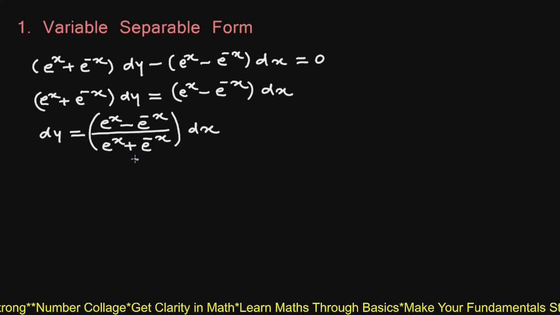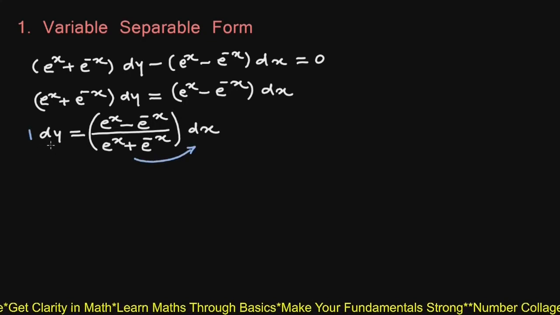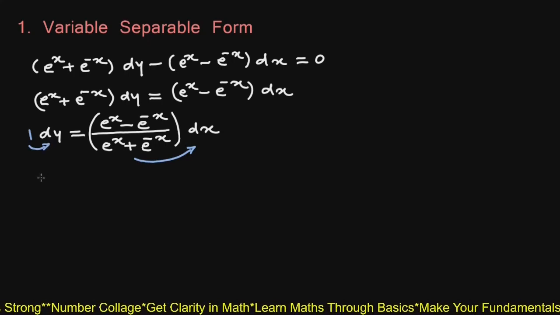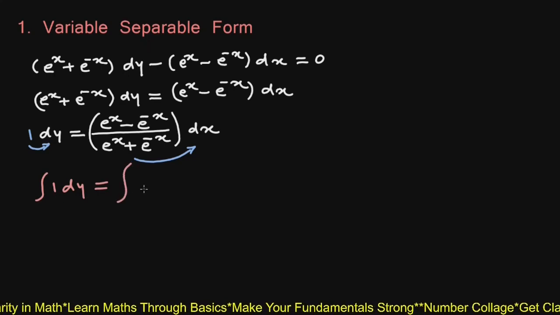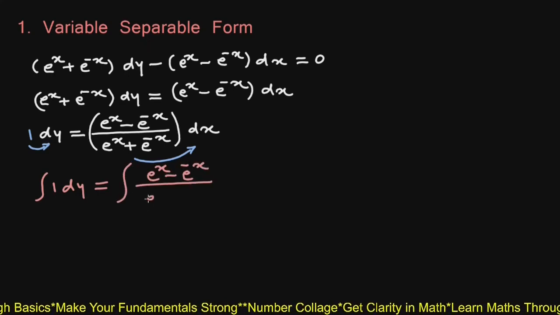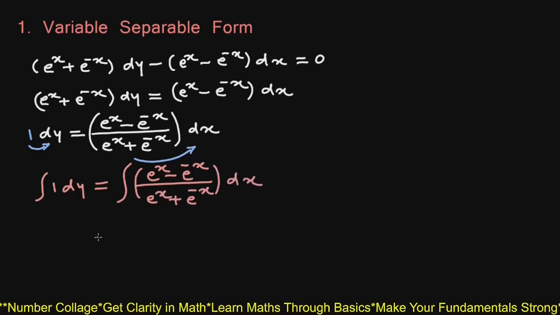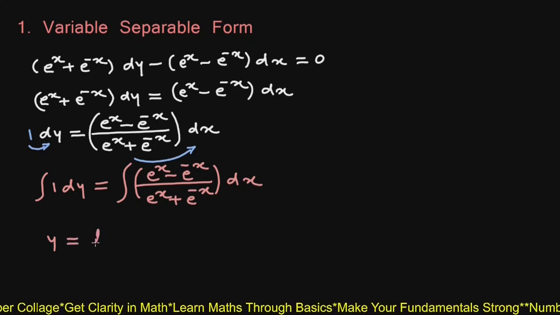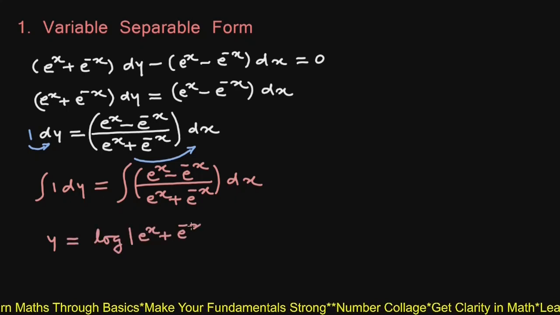Here the function of x is with dx and the constant 1 is with dy. Integrating, we write integral 1 dy equals integral (e raised to x minus e raised to minus x) upon (e raised to x plus e raised to minus x) dx, which is y equals log mod of (e raised to x plus e raised to minus x) plus c.